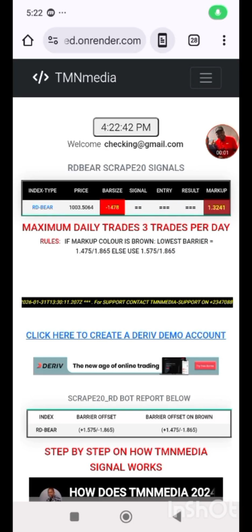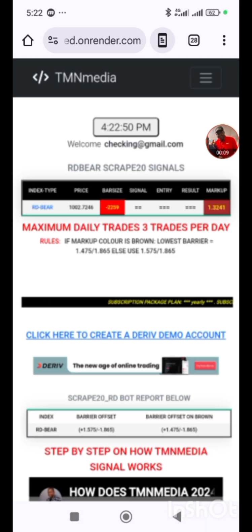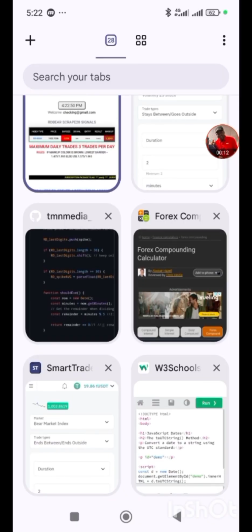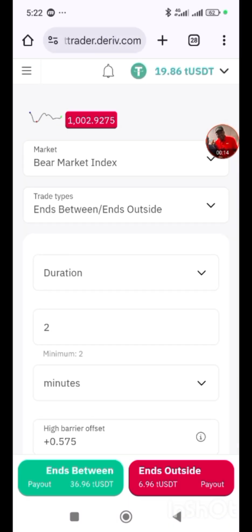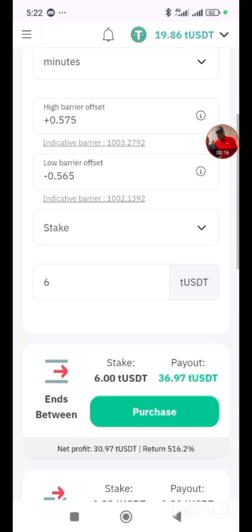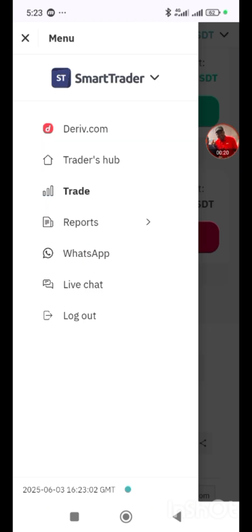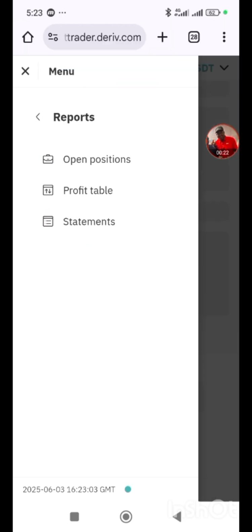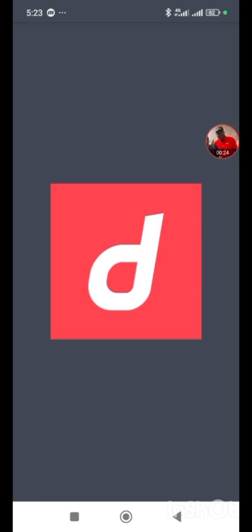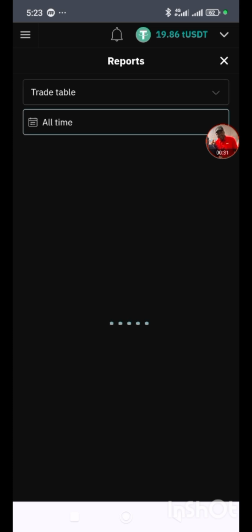Okay, I'll be taking a single trade. I think I've already taken some trades before, but I'm going to be tracking the trade with ends outside. I've already done a couple of trades before now, but I want to capture one so that you can see me actually trading it with my signal.